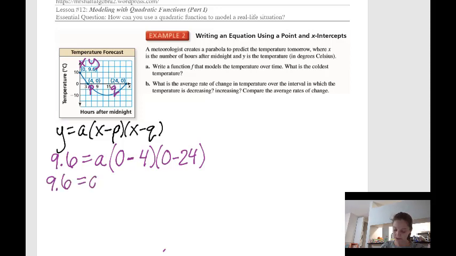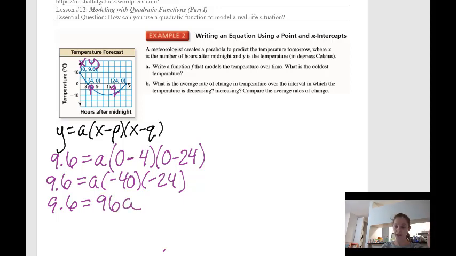9.6 equals a times negative 40 times negative 24. 9.6 equals 96a. Divide both sides by 96. A equals 0.1. Okay, so my equation, a function f, so I'll write it in function notation.